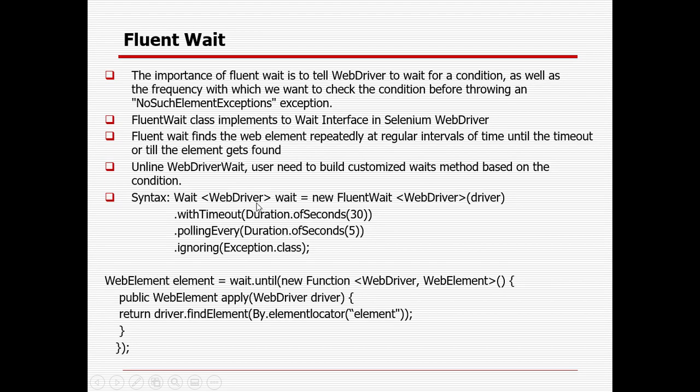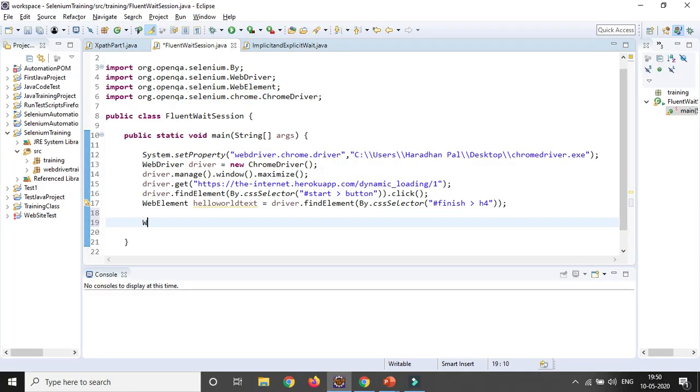You need to create the syntax for Fluent Wait. So what is the syntax? You need to use the Wait interface, where you pass the WebDriver. And here you need to create an object or instance. Suppose I am creating the instance as wait, then new FluentWait, that is the class name FluentWait. Then you need to pass the WebDriver, and you also need to pass the driver reference.